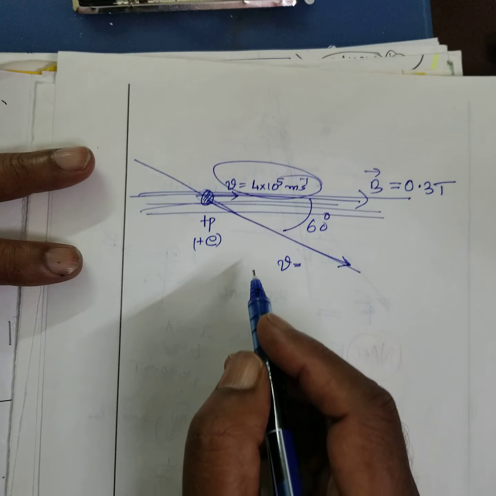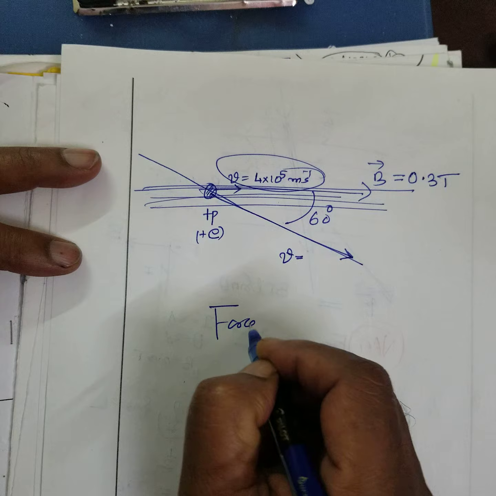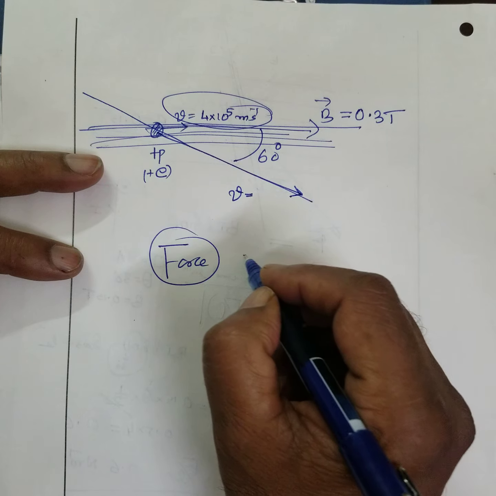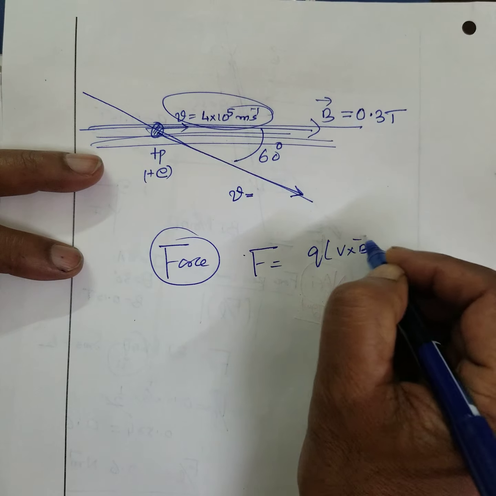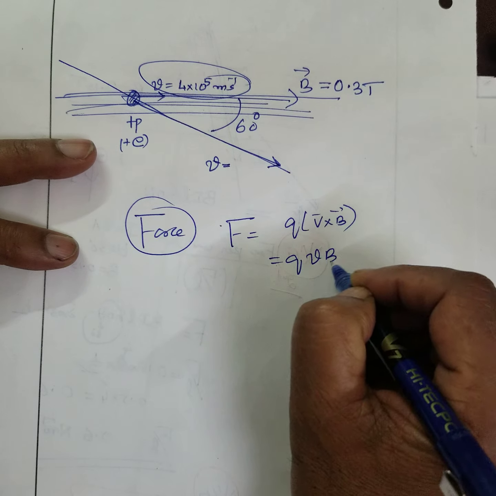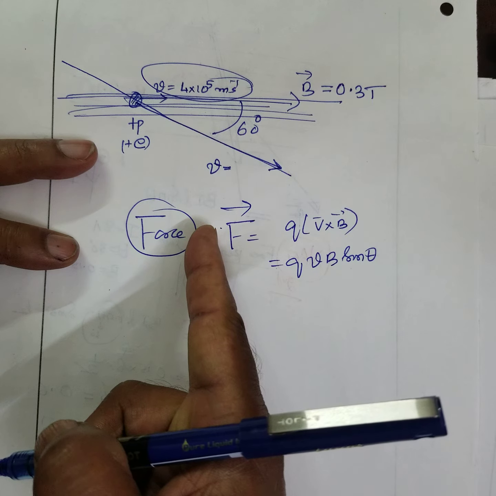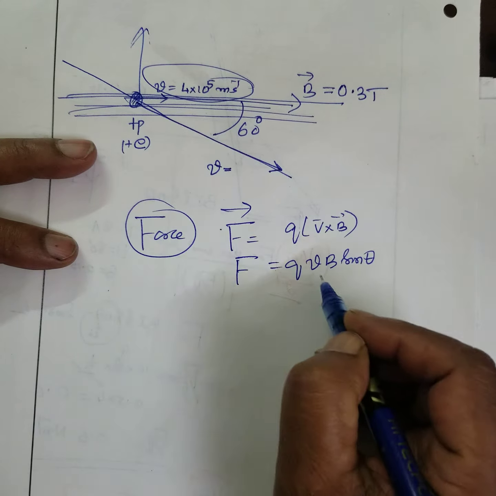Right? Find the force, they are asking. Find the force acting on it. Right? Force in the magnetic field is given by Q V cross B, correct? This is Q V B sin theta. This is the force. This is a vector which is perpendicular to both, but the magnitude of the force is Q B V sin theta.